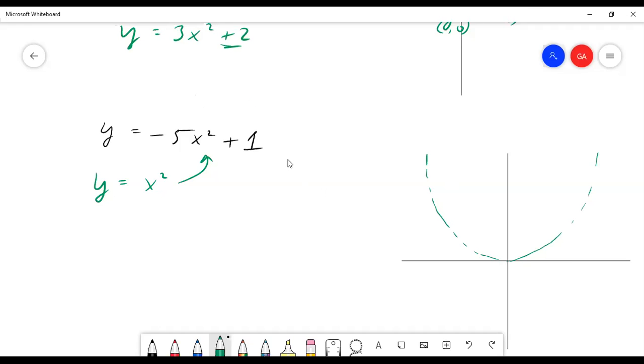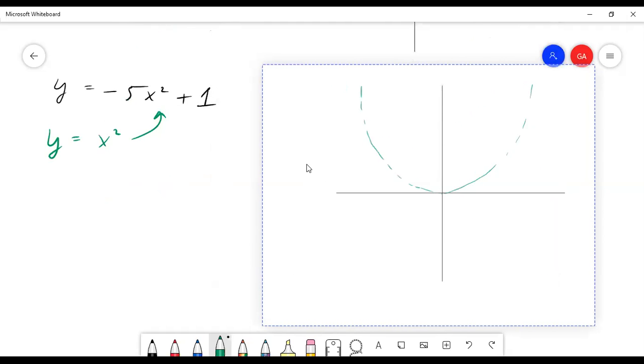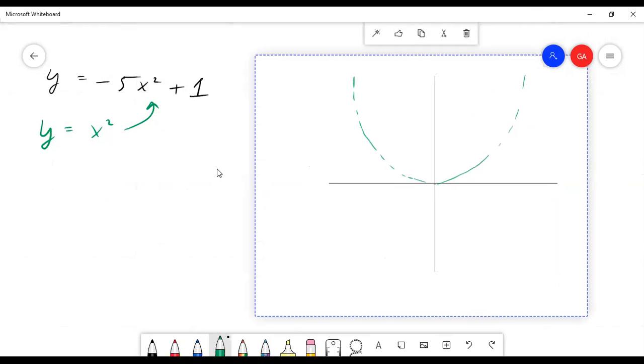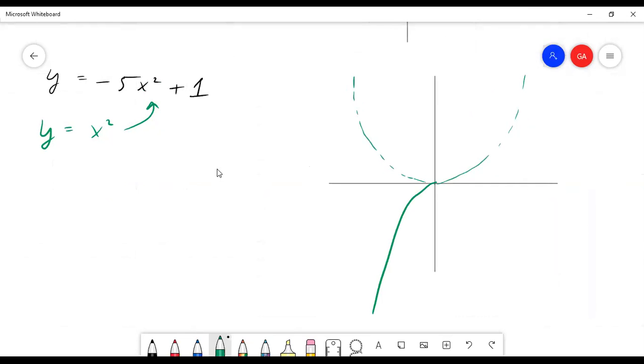So here's the parent function. And now it's going to get flipped and stretched. So see how it's steep. It's a lot steeper now, right? See, here it was very shallow. Now it's a lot steeper. And now what do I do? Now I just have to add 1.